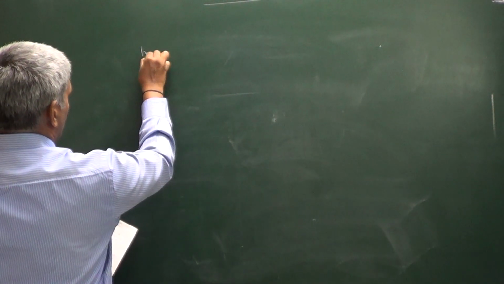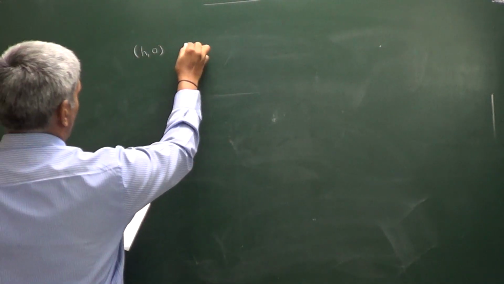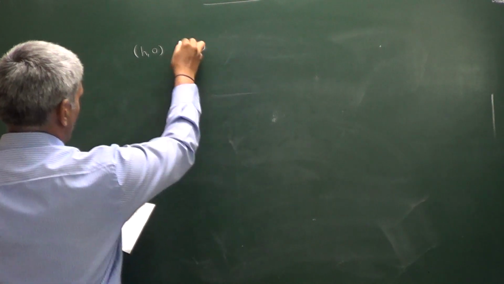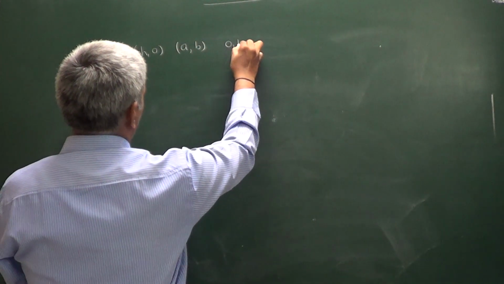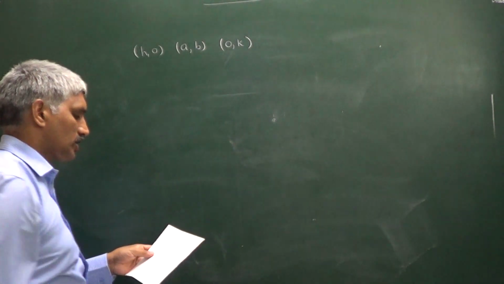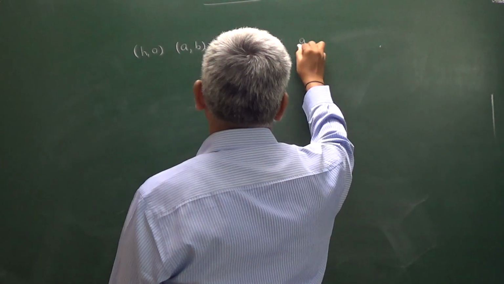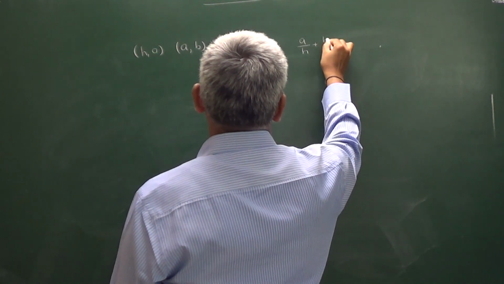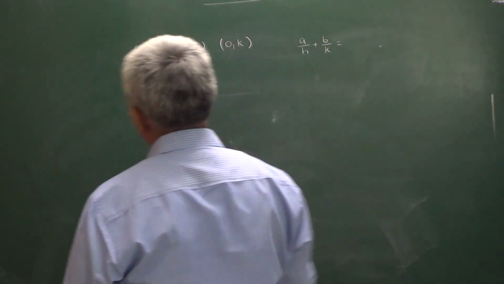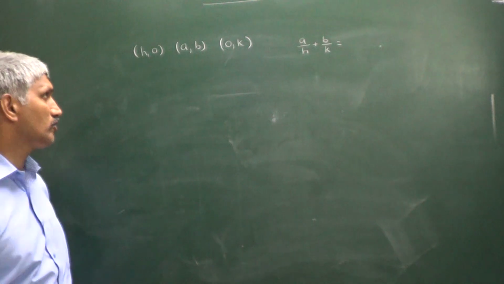So next they are asking this particular question: h comma 0, next one is a comma b, next 0 comma k. These 3 points lie on a line. Then what is the value of a by h plus b by k? He is asking a by h plus b by k value we have to find out.